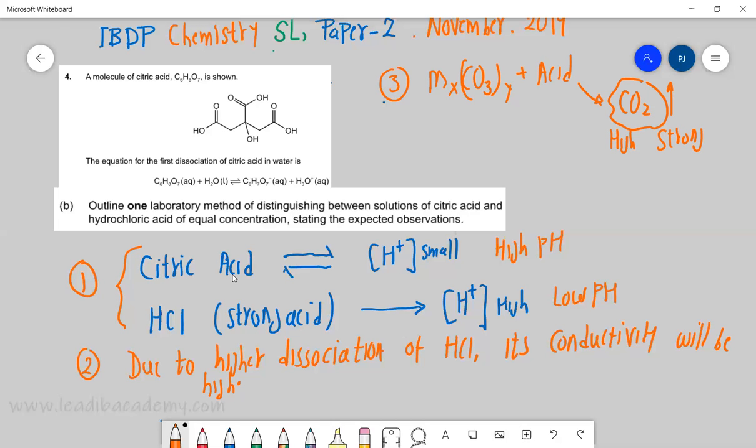Okay. So these are some of the techniques we can use to differentiate. Okay. Extremely simple logic. Hope this is quite clear.